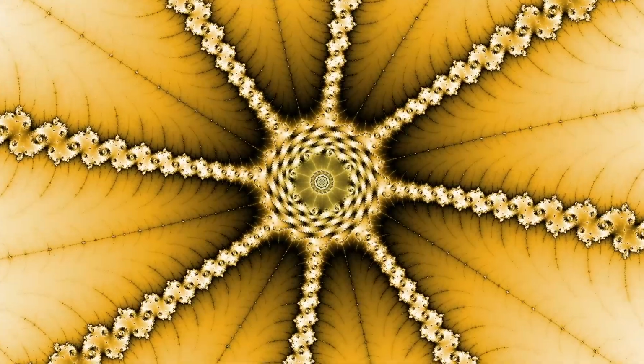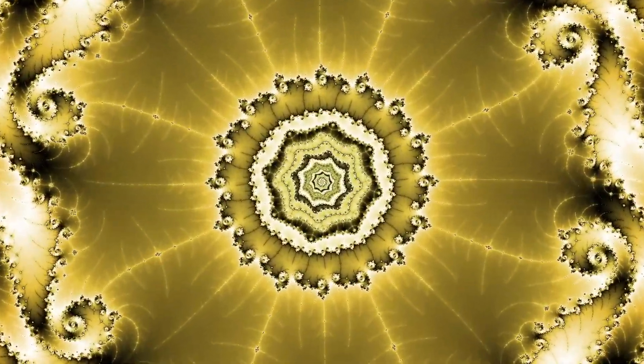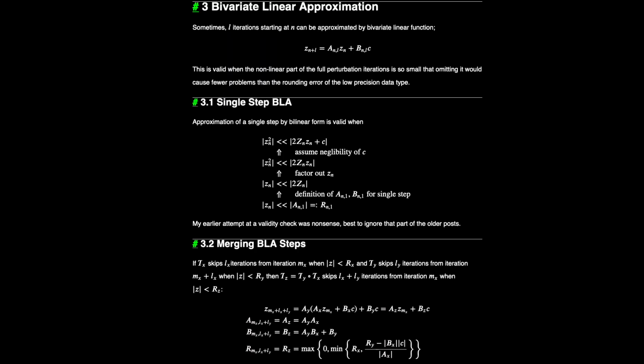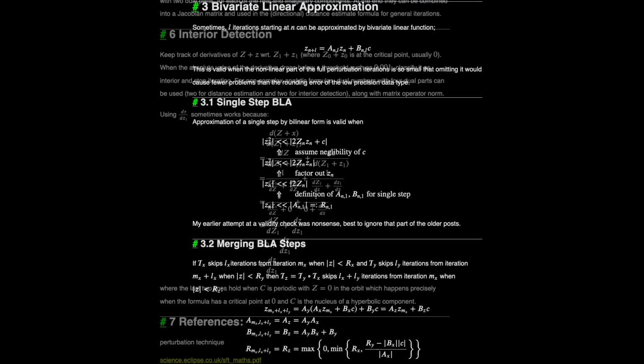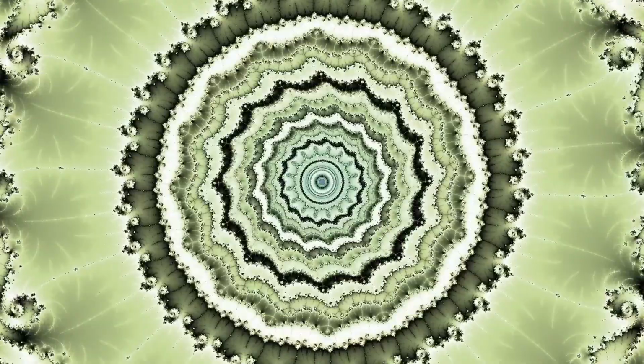Custom algorithms can be used for floating point that allow exponents in the hundreds of millions of digits. At that point, computer memory becomes the limiting factor. In addition, bilinear approximation is a thing that can speed things up. Unfortunately, I don't understand this quite well either. So again, if you know how this works, please explain it to us. Interior detection is also a thing, but we won't get into that either.